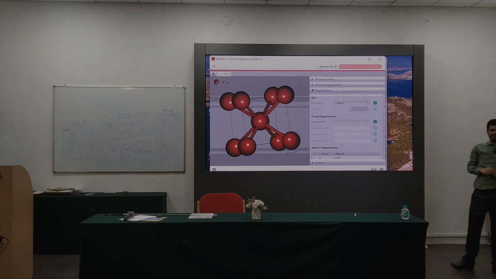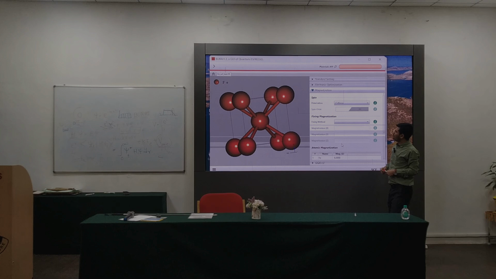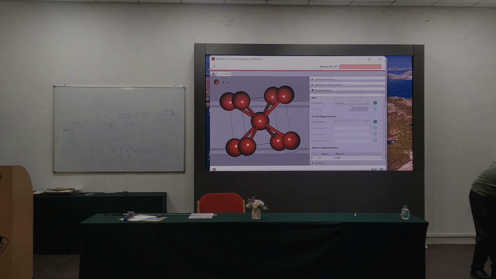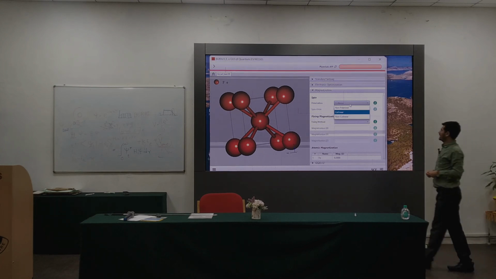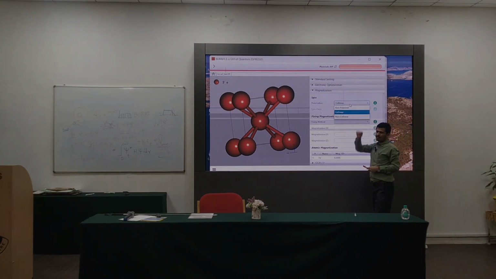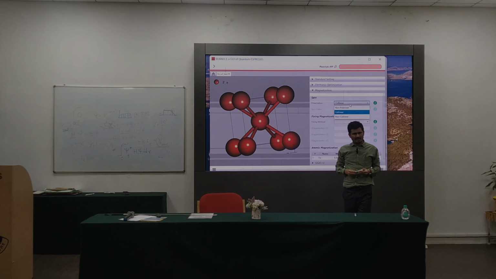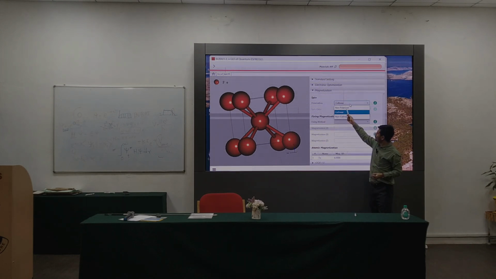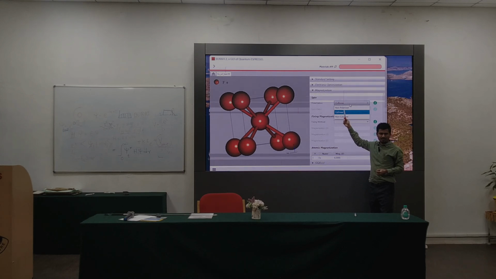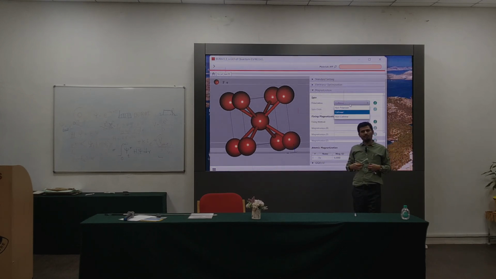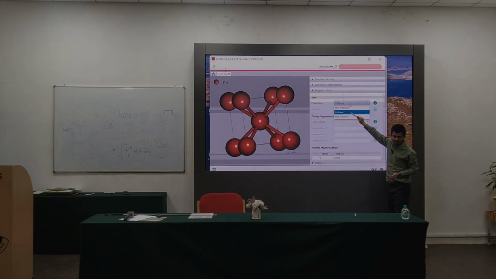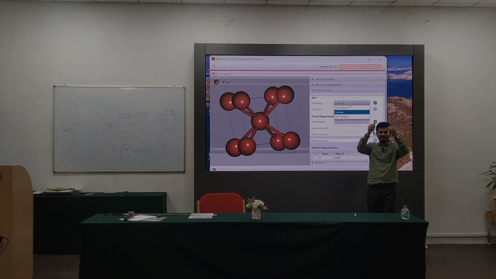Then magnetization. There are three parts here. Suppose I consider a sodium atom: is it magnetized? No. In that case I will choose non-polarized. Suppose I use the Fe atom. I know the Fe atom is an ion, it is magnetized. So I will go with collinear. Collinear in the sense it has a spin, it has up and down.